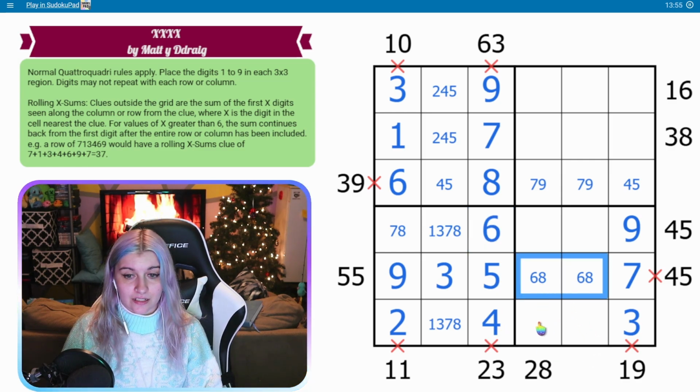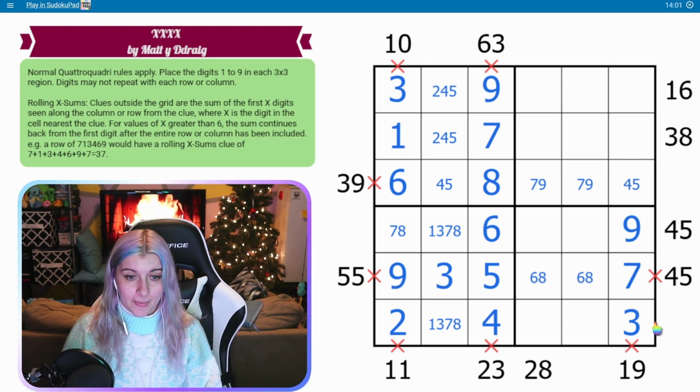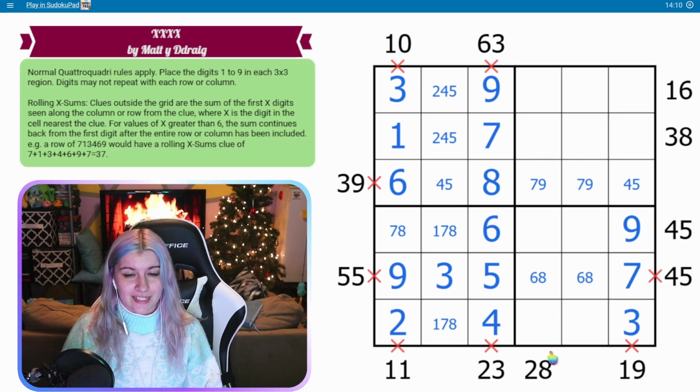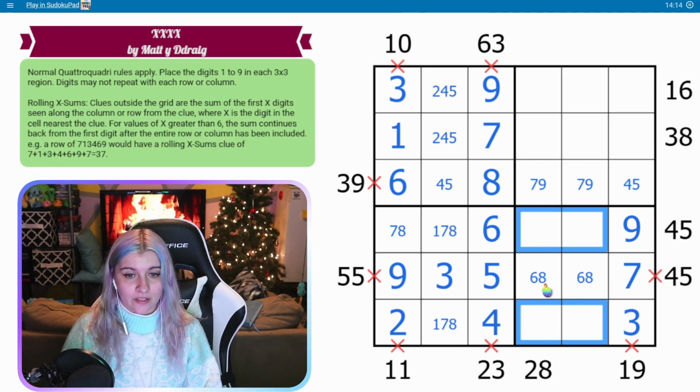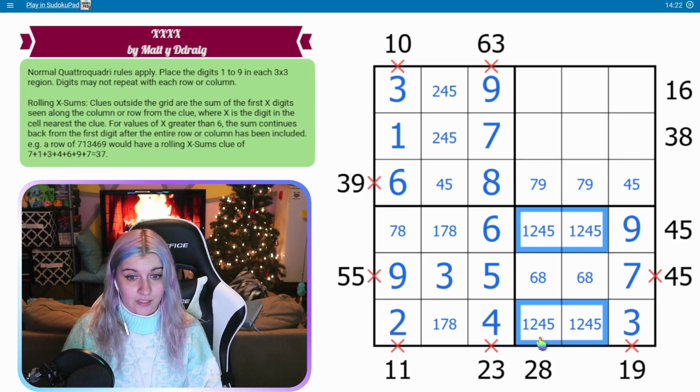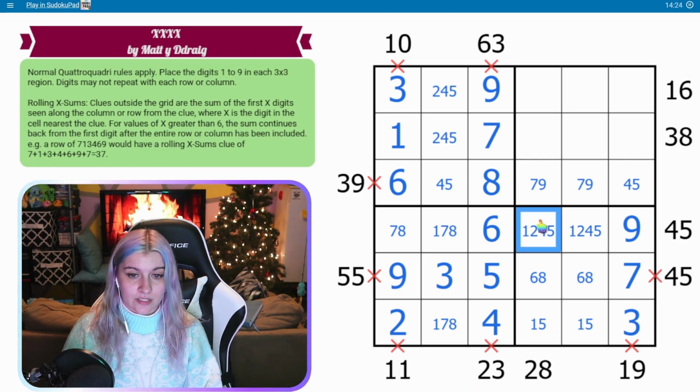6, 8. I don't think the order on these matters right now, but that's good. Oh, these can't have 3 in them anymore. This 28. I feel like this 45. I know what numbers have to go here. I still need a 1, 2, 3, 4, 5, 6, 7, 8, 9. This can't be a 2, 4, so this won't be a 1, 5.